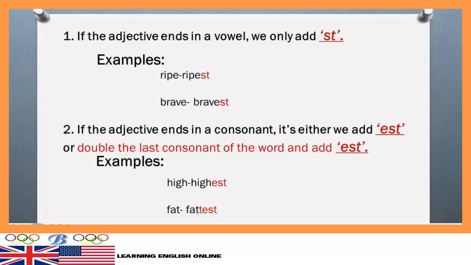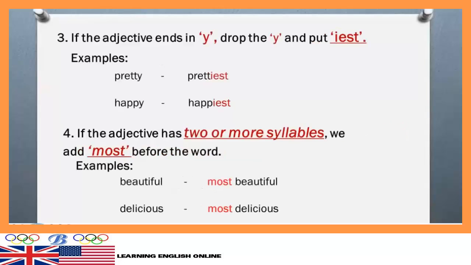Number 2, if the adjective ends in a consonant, it's either we add EST or double the last consonant of the word and add EST. Examples: high, highest; or fat, fattest. Number 3, if the adjective ends in Y, drop the Y and put IEST. Pretty, prettiest; happy, happiest. The last one, if the adjective has 2 or more syllables, we add the word most before the word. Examples: beautiful, most beautiful; delicious, most delicious.